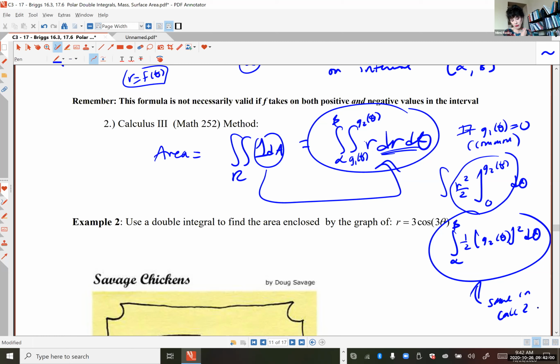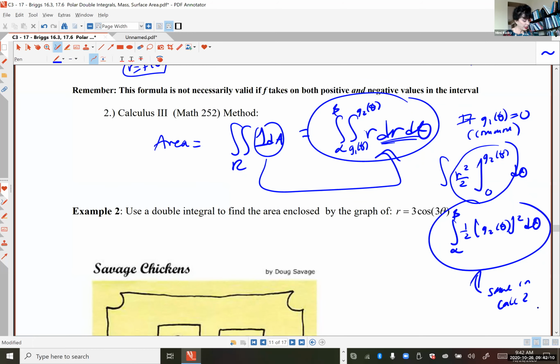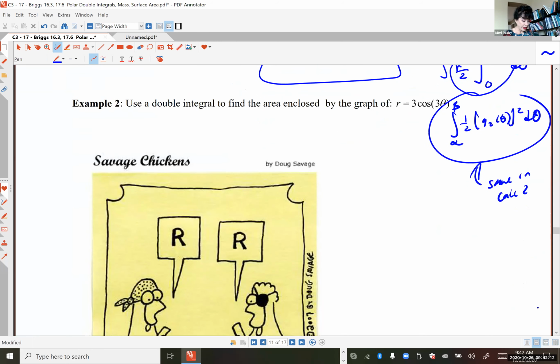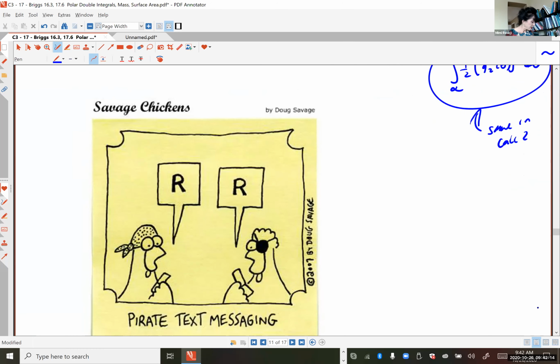Same thing. And again, you want your g2 of theta to not be all positive and negative, all over the place for your interval. You want to choose something where it's all positive, all negative. Okay, so we're going to do one example and then call it. All right.